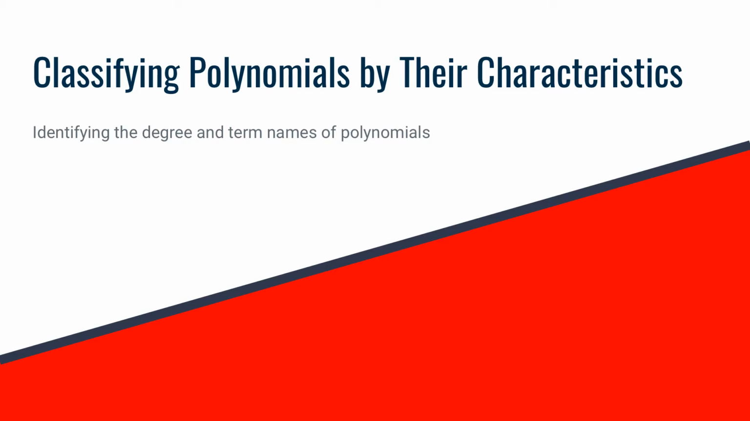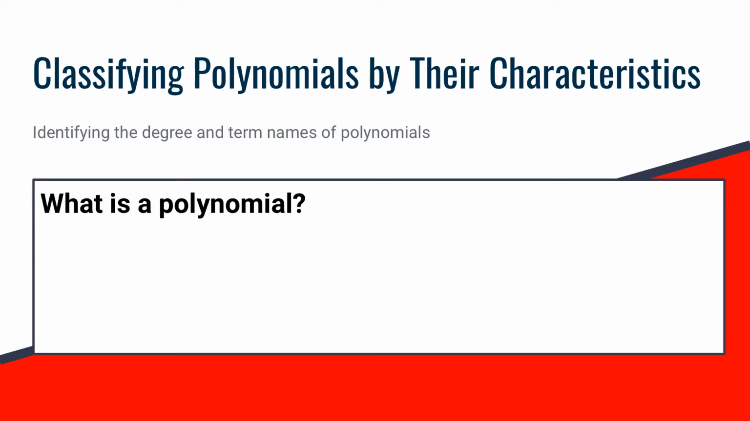In this video, we're going to be talking about classifying polynomials by their characteristics, and we're going to identify these by their degree and term names of the polynomials. In order to do this, first we need to know what a polynomial is.